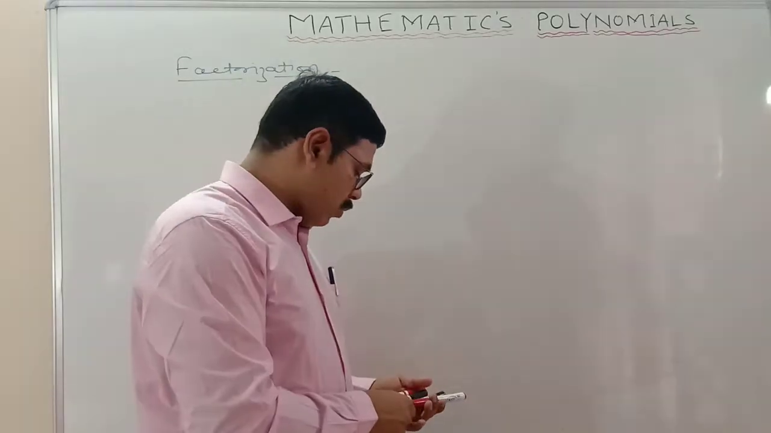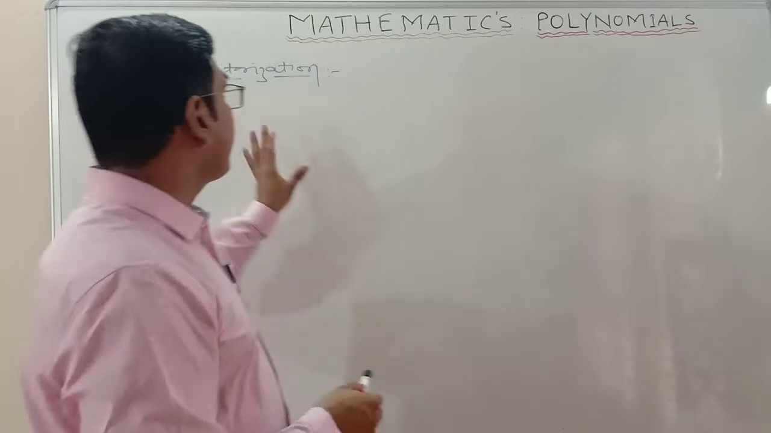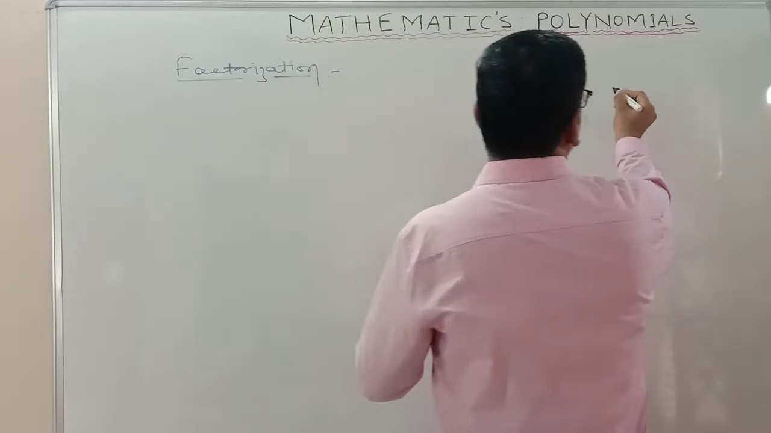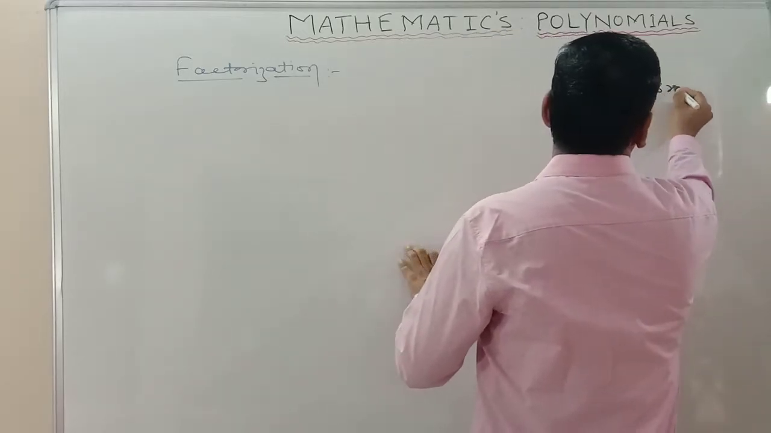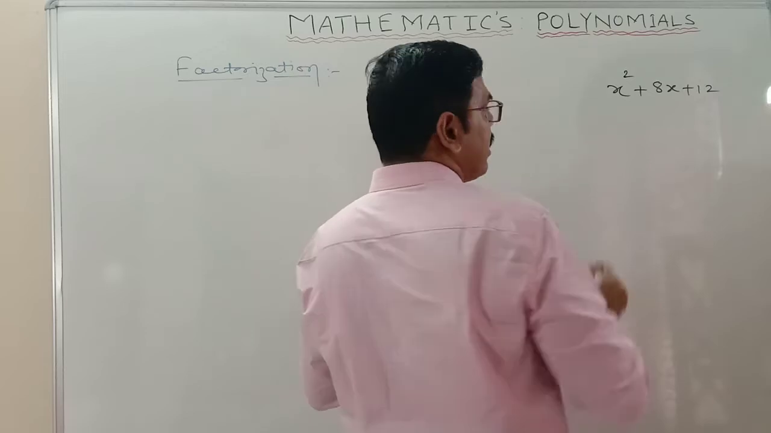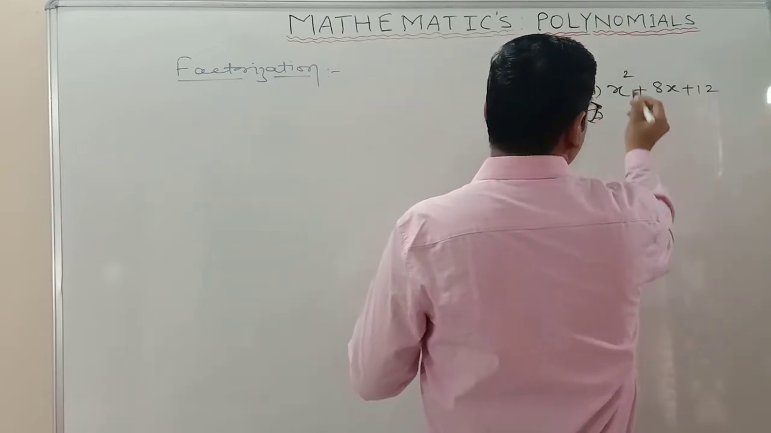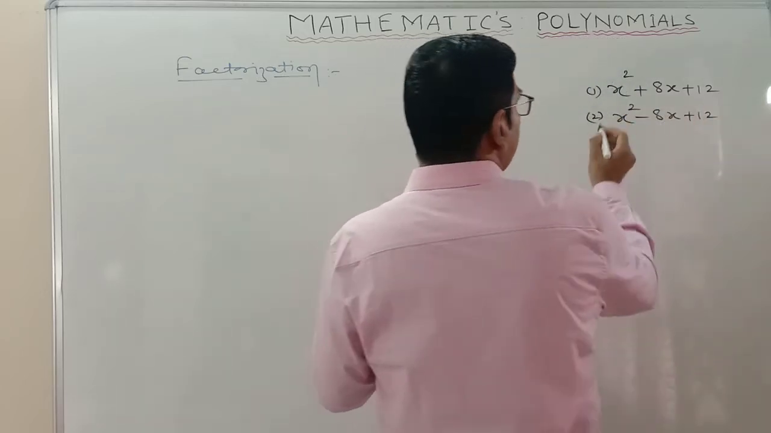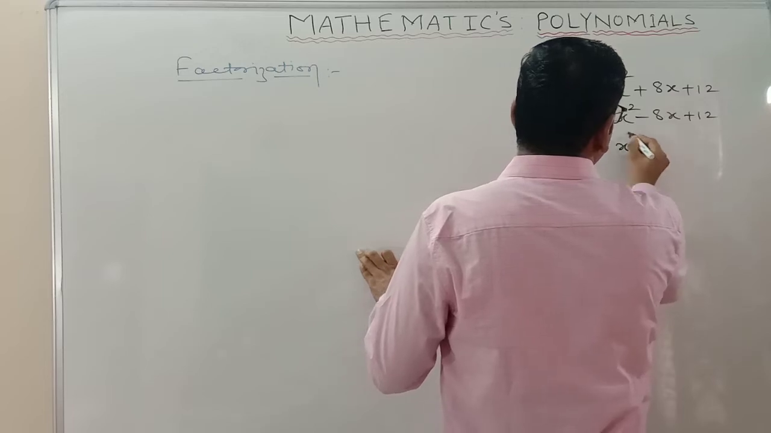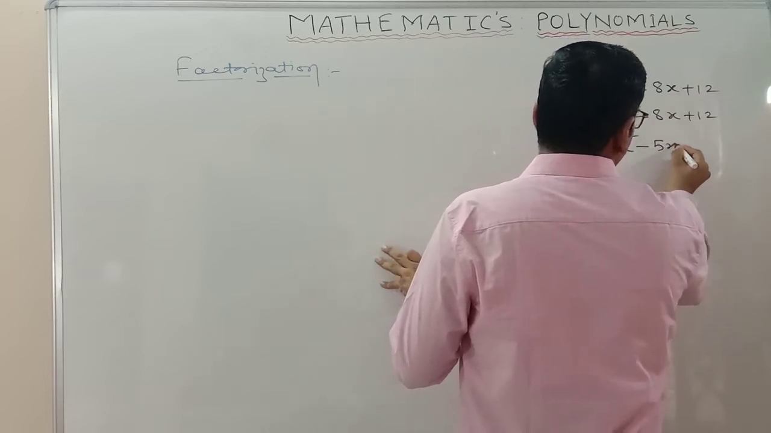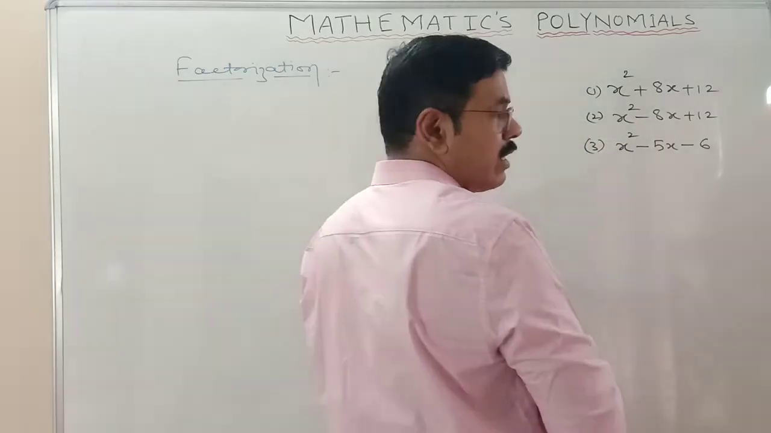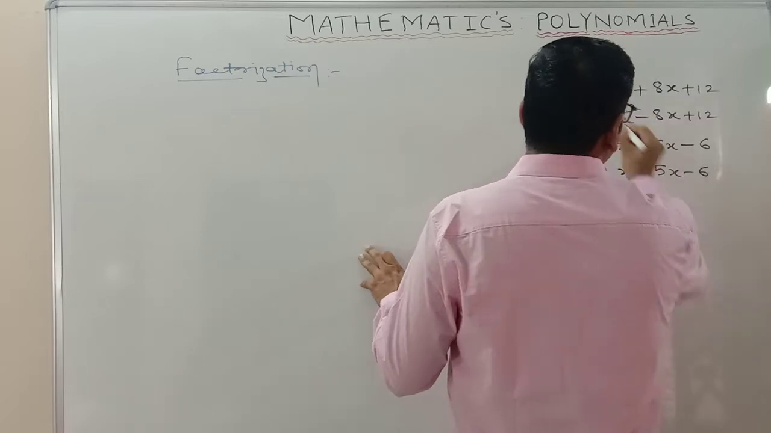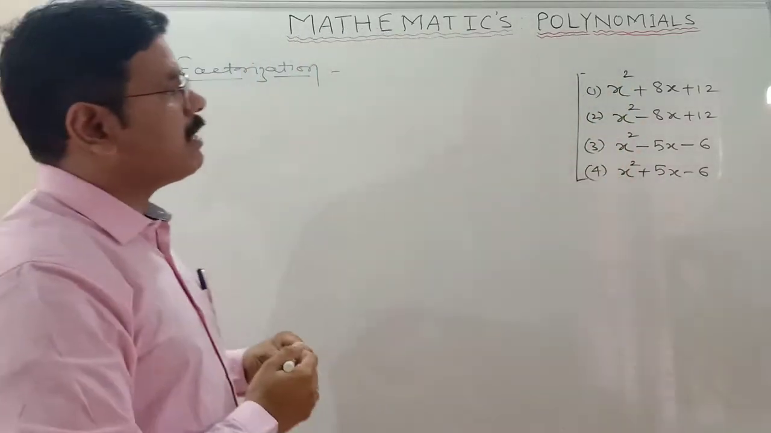Okay. So now see, very easy. Exactly, factorization. It may be more than one case. Like it may be x square plus 8x plus 12. What we have seen just now, this may be a case. Another case may be x square minus 8x plus 12. This also may be a case. Here it may be like x square minus 5x minus 6. It may be a case. And the fourth case may be x square plus 5x minus 6. This may be a case. There may be these 4 cases.